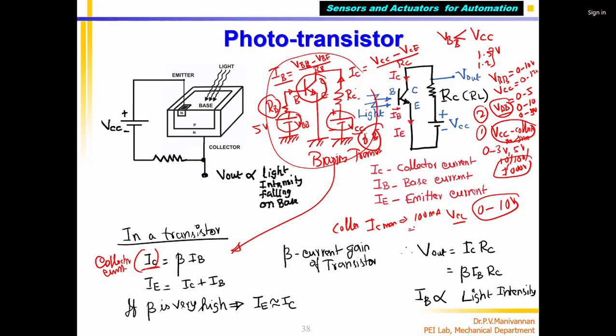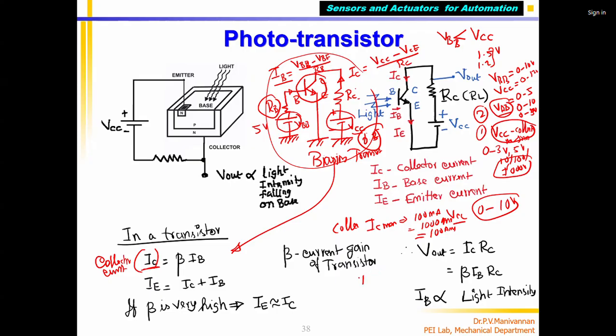Some transistors can work up to 1000 milliamps, 1 amp. Correct? Some transistors can go up to 100 amps also. There are power transistors like 500 volts, 1000 volts, 100 amps, 50 amps current. They can be very bulky and they can dissipate a lot of power. They are available, but they are very special purpose.